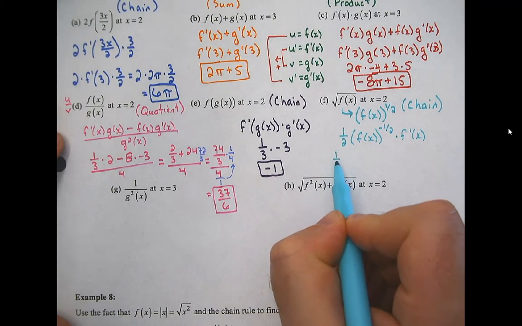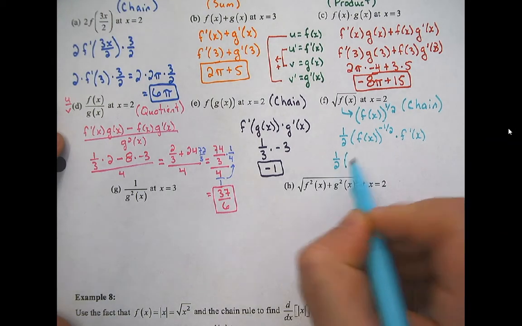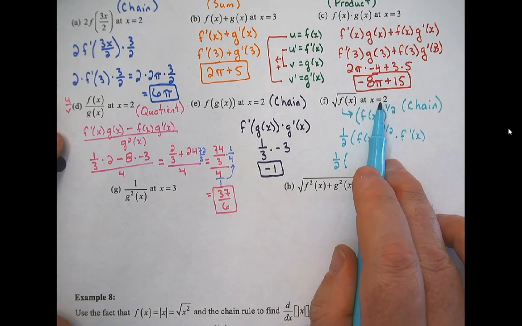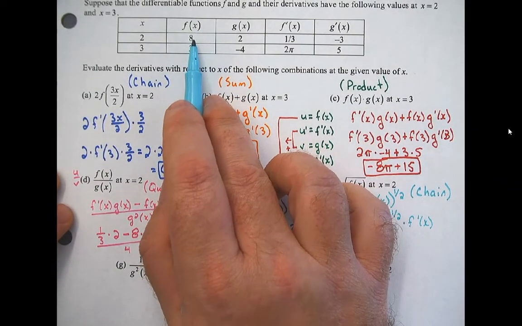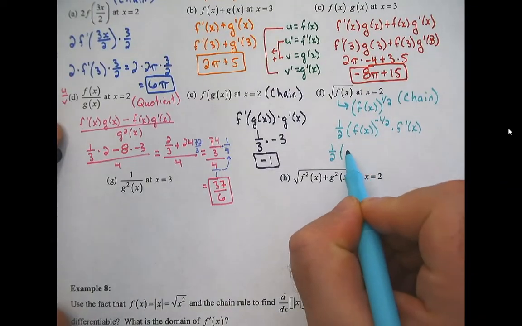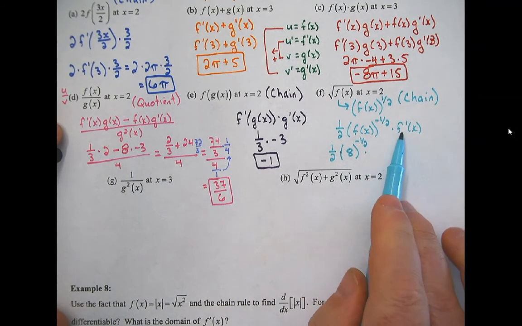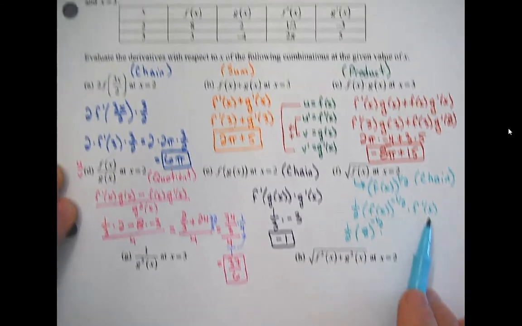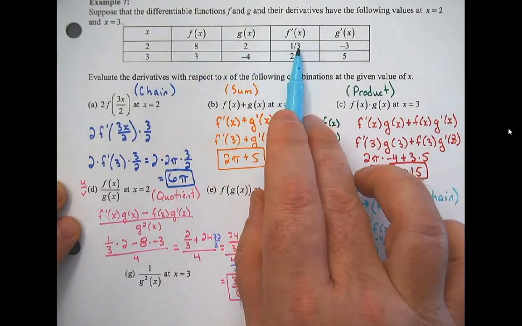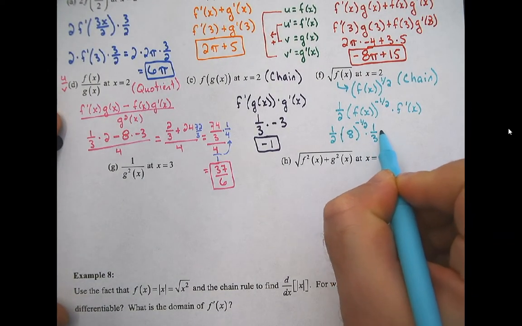This is going to be too much for me to do in my head, so I'm going to start to write it out. 1/2 times. All right, we're evaluating at 2. So f of x at 2, please be something nice, is 8 times f prime at 2. F prime at 2 is, oh gosh, 1/3. Man, oh man, he's being mean here.